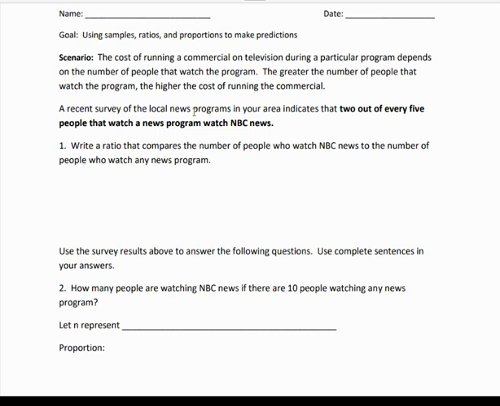Okay? So it tells us here a recent survey of the local news program in your area indicates that 2 out of every 5 people that watch a news program specifically watch NBC News. Write a ratio that compares the number of people who watch NBC to the number of people that watch the news.